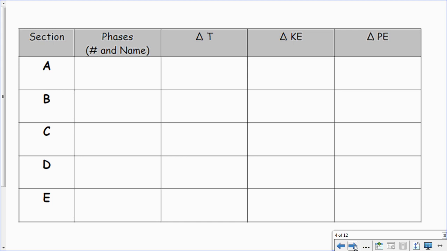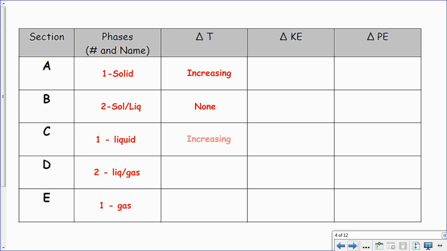So now, sections A, B, C, and D, as they apply to the graph on the top of the page. At A, there's one phase, it's solid. At B, there's two phases, solid and liquid. At C, there's one phase, liquid. At D, two phases, liquid and gas. And at E, there's one phase, gas. So at A, is there a change in temperature? Yes, there is. And at B, it's flat, so there isn't. And at C, yes, there's a change in temperature.